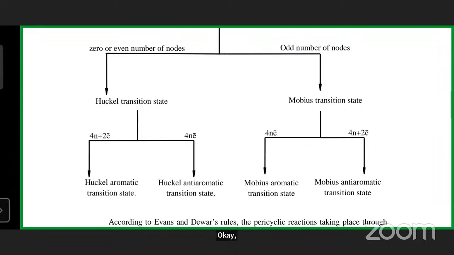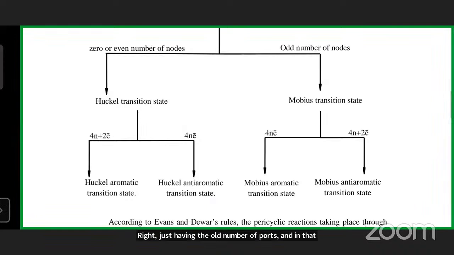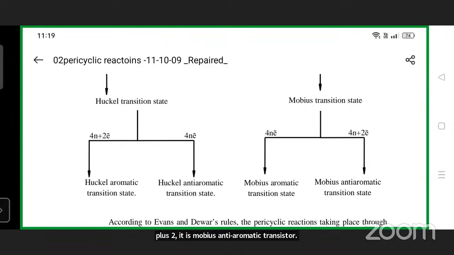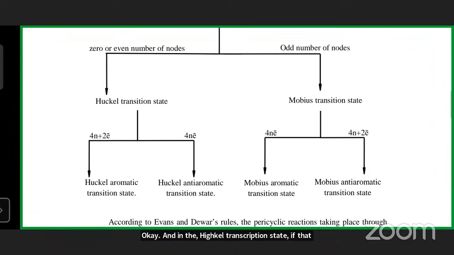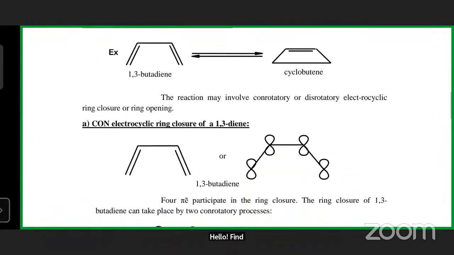But the only thing is that the Mobius transition state is assigned for the molecular orbital having an odd number of nodes, and in that case it is reverse. If the pi electron system is 4n plus 2, it is a Mobius anti-aromatic transition state. In the Huckel transition state, if the system is 4n pi electron, it is Huckel anti-aromatic. If it is 4n, it is a Mobius aromatic transition state. This is how to find out whether it is a Mobius or Huckel transition state.